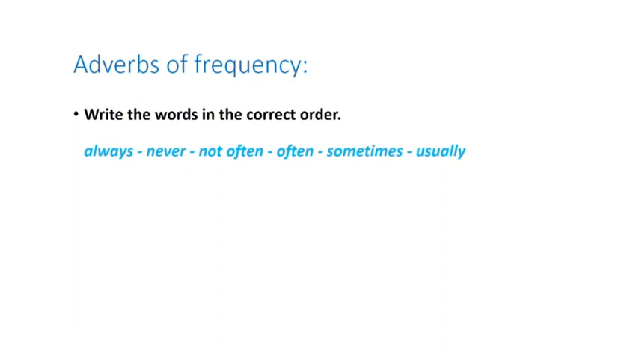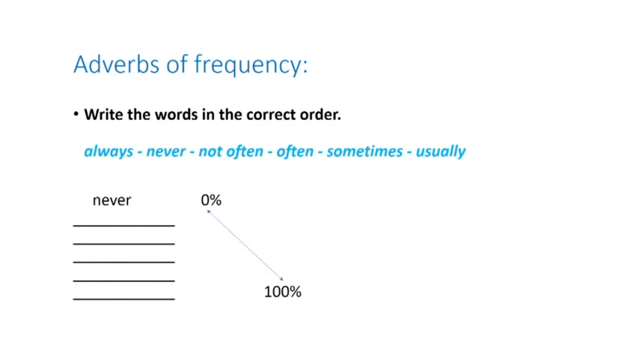So, how we can put them from 0% to 100%? Hajde da ih posložimo na osnovu njihove učestalosti. Never means nikad, so it's 0%. What's the next one? Of course, it's not often. Ne tako često. Then, we can say sometimes, ponekad. Then, often, često. Then, usually, obično. And the most frequent, onaj koji je najučestaliji, je always or uvek. So 100%.